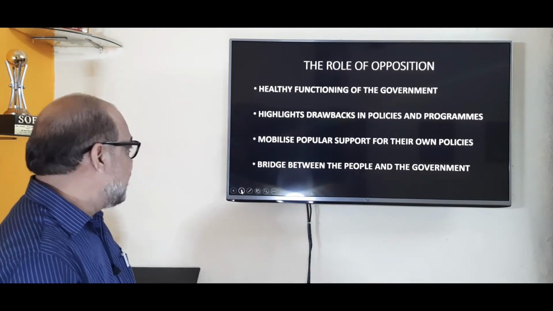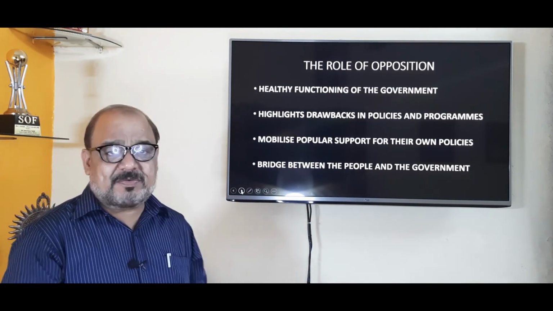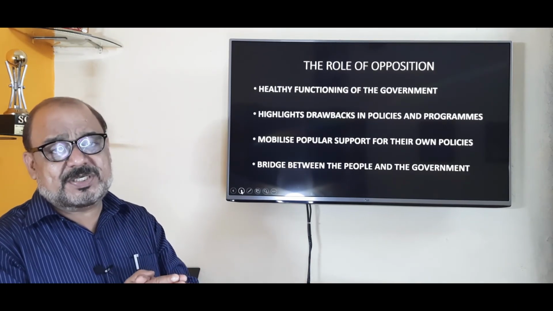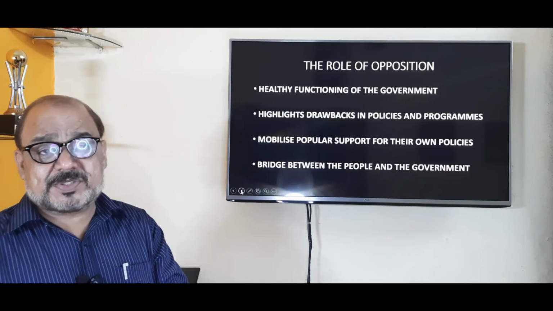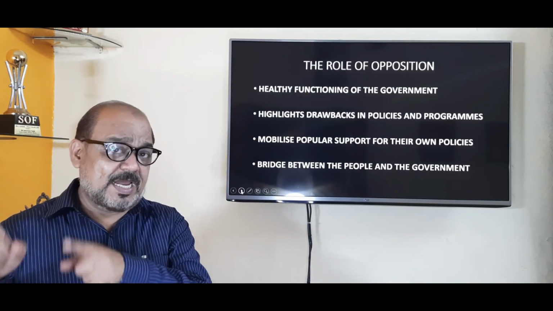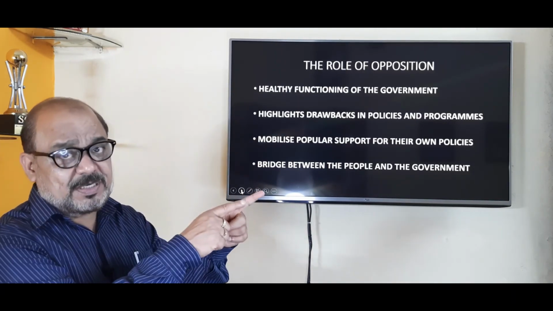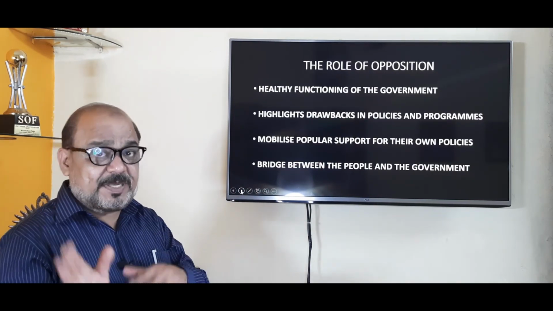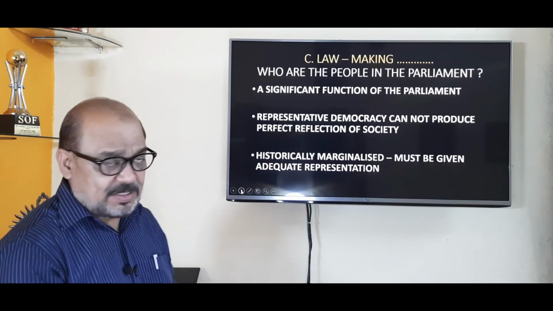Number 4, bridge between the people and the government we have discussed, because the opposition parties convey the policies and programs of the government to the people and the problems of the people to the government. So they play the role of a bridge between the people and the government. C, law making.